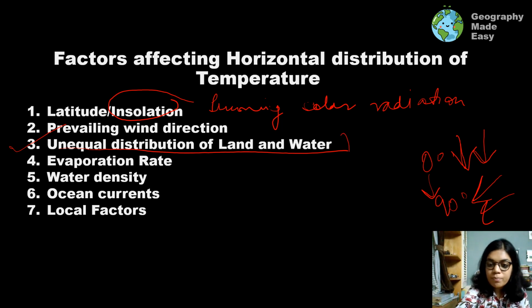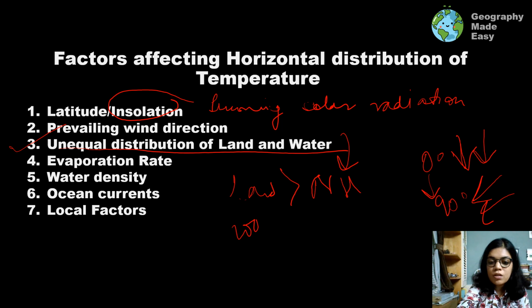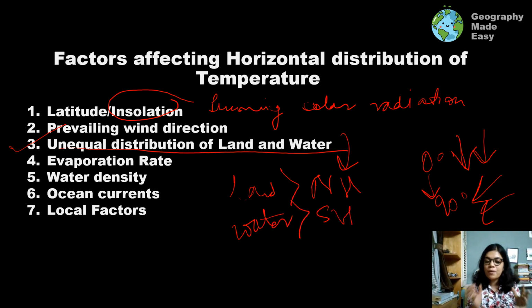So this particular thing is this, we see that in the northern hemisphere the land is much greater and water is much greater in the southern hemisphere. And so this property affects the temperature differences between the northern hemisphere and the southern hemisphere. The southern hemisphere is cooler compared to the northern hemisphere because more land is present in the northern hemisphere than in the southern hemisphere. The fourth point is a very interesting point, which is evaporation rate.